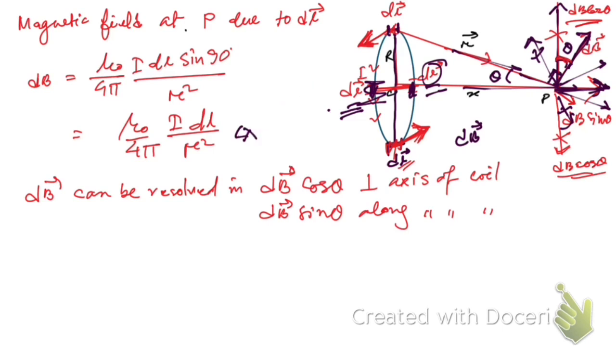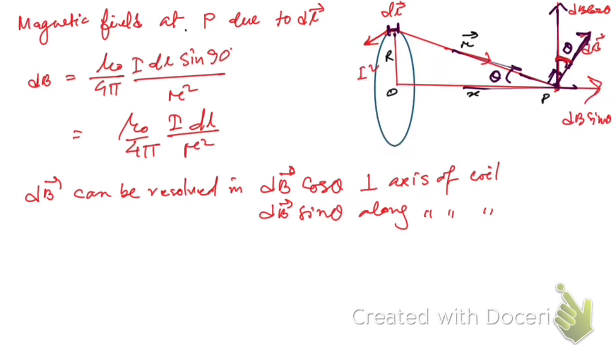So similarly, if you take a dl element here and draw a diameter, on the other side you will get another dl which is equal to this but opposite in direction, right? So that's why all the perpendicular components will cancel out, and the horizontal components will add up to give the resultant magnetic field at the point P, right? Hope you have understood this.